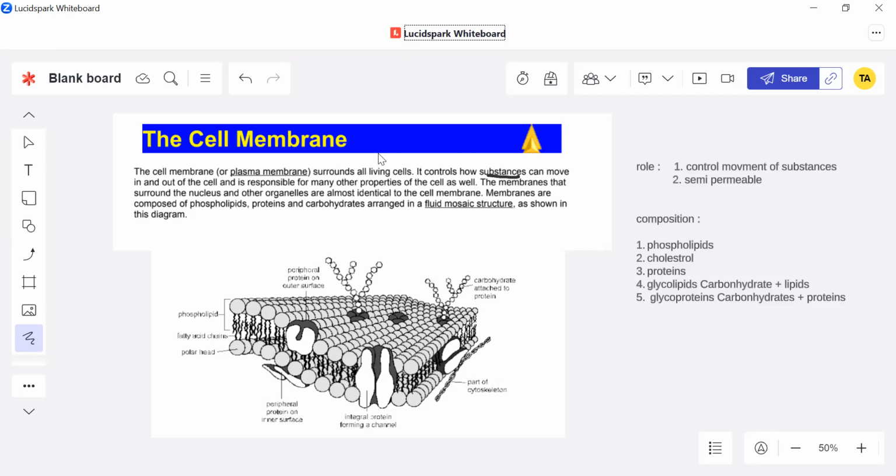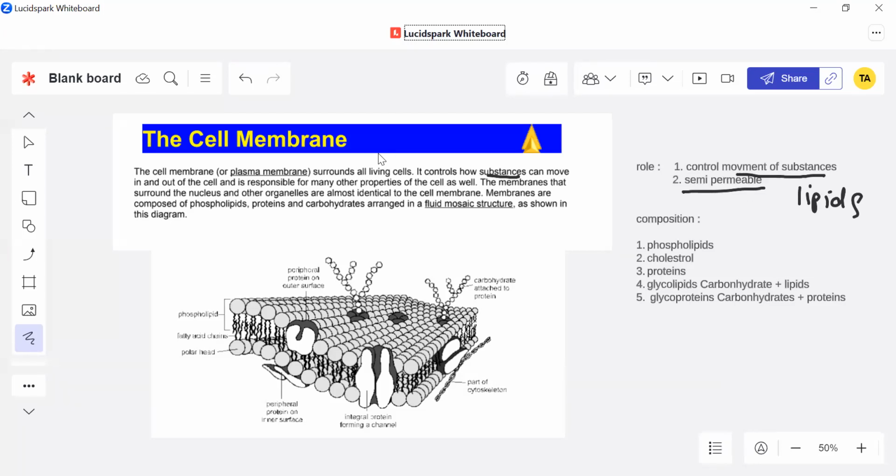So the role of this cell membrane is that it controls movement of substances. What can enter and leave the cell is controlled by the cell membrane, and it's semi-permeable or partially permeable. What this means is that only some substances can enter. For example, something like lipids, for example, are insoluble in water. So they cannot enter the cell because the cell is semi-permeable.